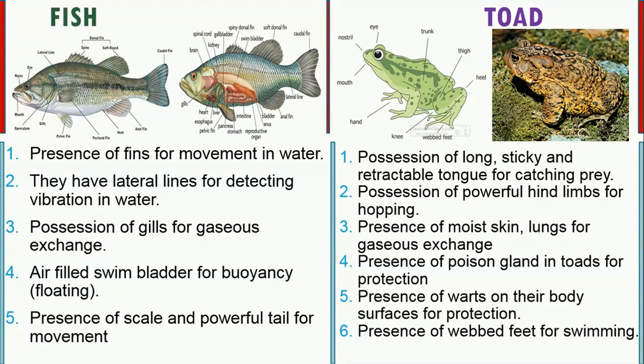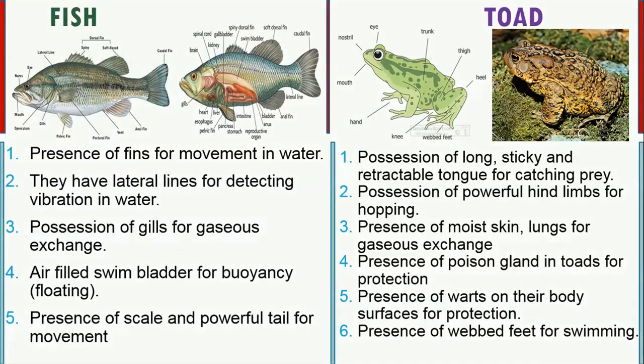Then number 3 is possession of moist skin and lungs for gaseous exchange. They also have what we call a poison gland, and this is common to toads. It's used for protection. Poison gland is not found in frogs. That is why some people can feed on frogs, but they can't dare eat toads. Okay, presence of warts. If you look at those bumps on the body in the image here, those are warts. Okay, and the function of the warts is that they give protection. They contain some secretion that can serve as protection for the toad. Then also we have presence of webbed feet, and the function of the webbed feet is for swimming.